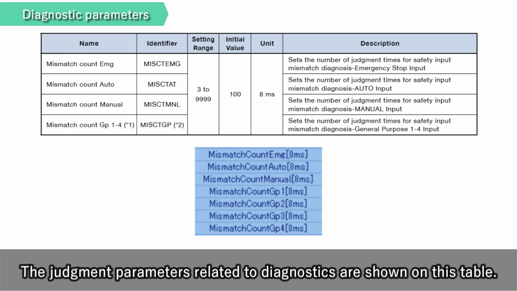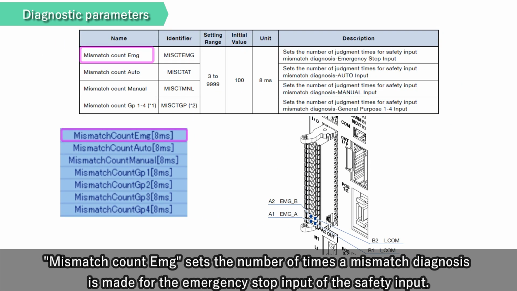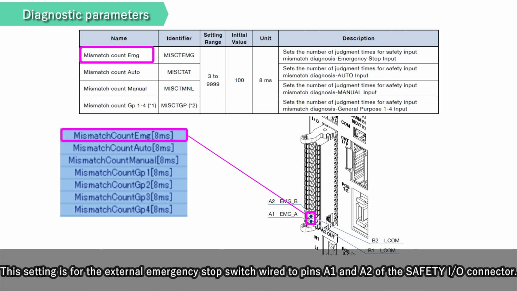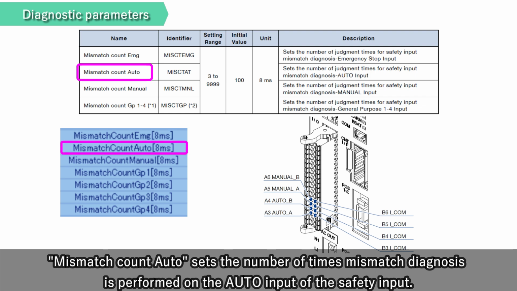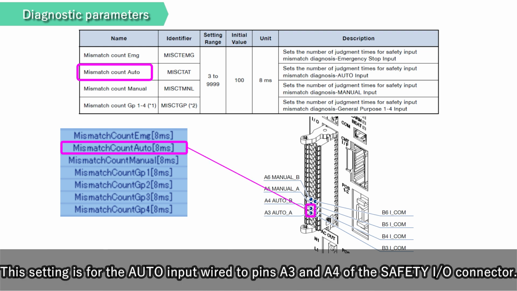The judgment parameters related to diagnostics are shown on this table. Mismatch count EMG sets the number of times a mismatch diagnosis is made for the emergency stop input of the safety input. This setting is for the external emergency stop switch wired to pins A1 and A2 of the safety I/O connector. Mismatch count auto sets the number of times mismatch diagnosis is performed on the auto input of the safety input. This setting is for the auto input wired to pins A3 and A4 of the safety I/O connector.